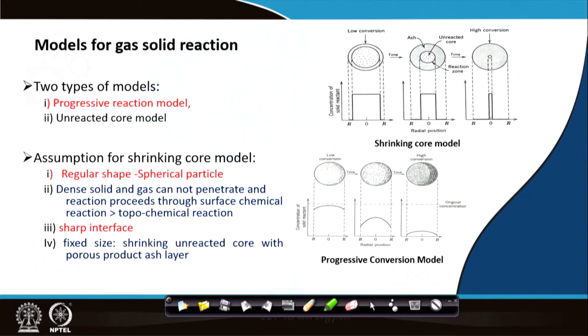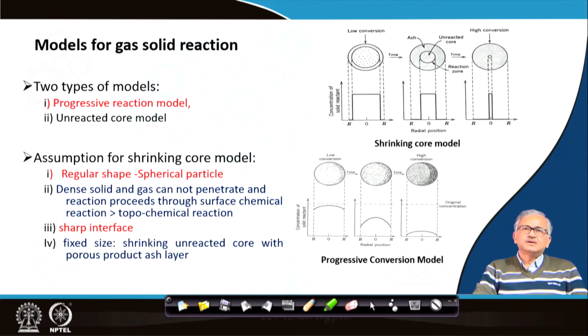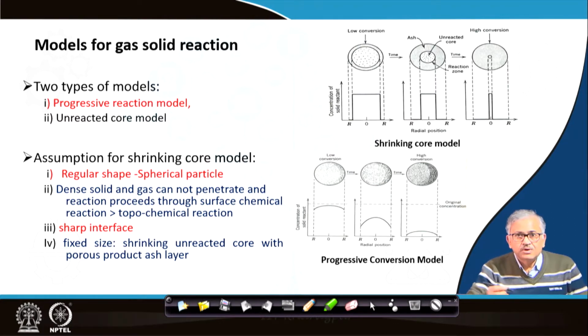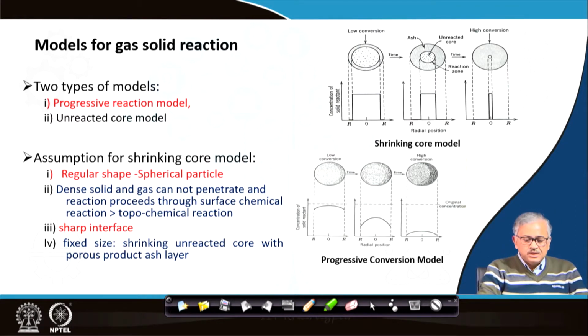So, now if we want to make a predictive model for the iron oxide reduction, there are basically 2 types of models available. Basically, one is called the progressive reaction model, another is called the unreacted core model. What is the progressive reaction model? This is called the progressive reaction model.